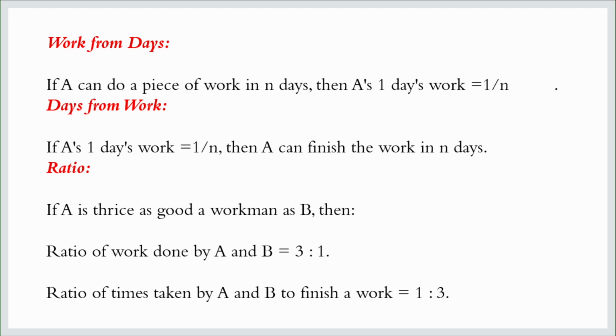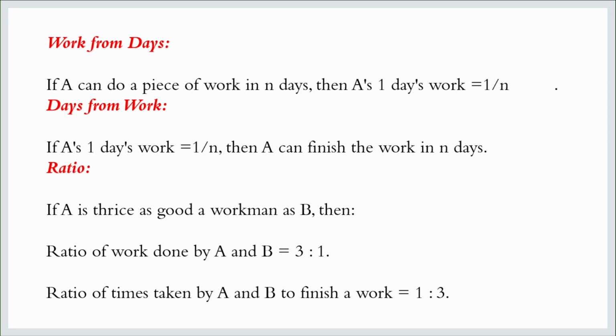The ratio is one more area. If A is thrice as good a workman as B, then the ratio of work done by A and B is 3:1. So when you compare the capability or capacity of A and B, A is thrice as good a workman as B, and the ratio of the work done by A and B is 3:1.